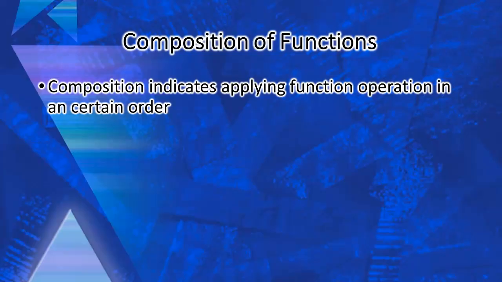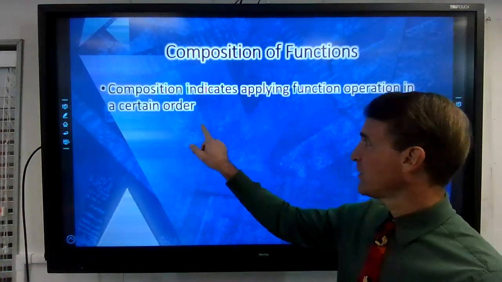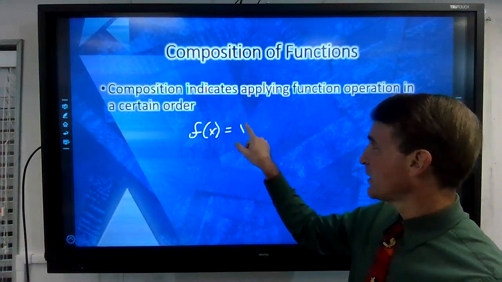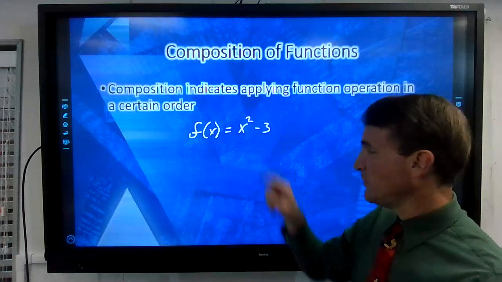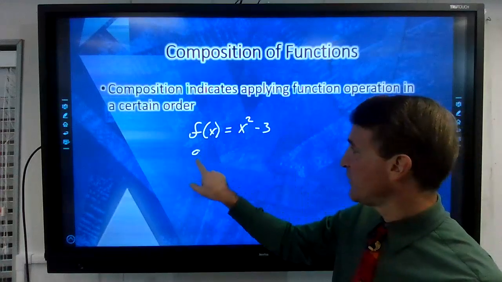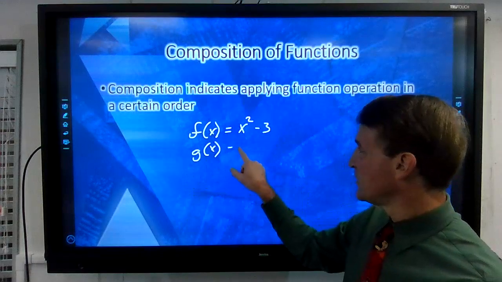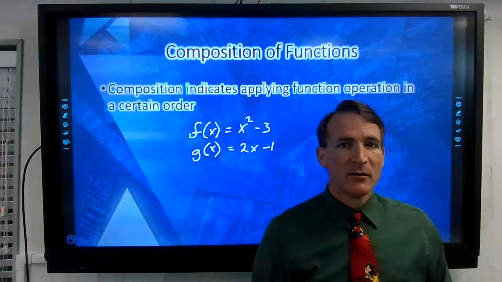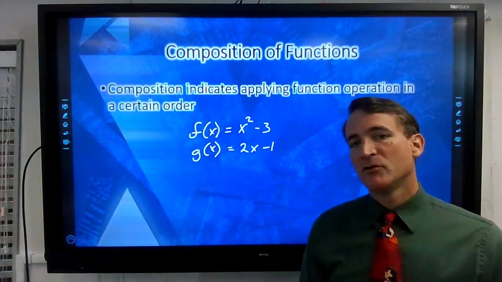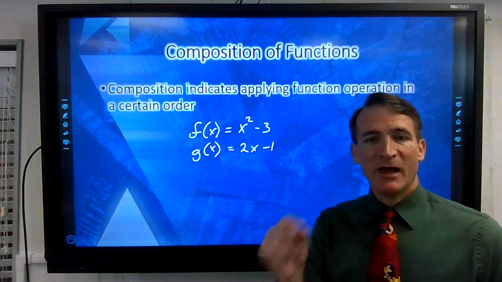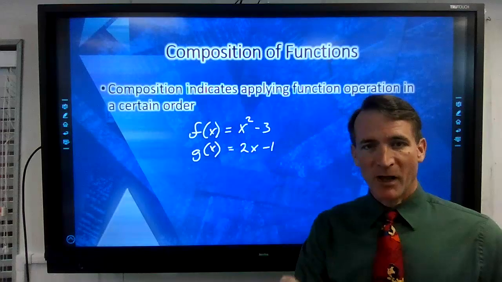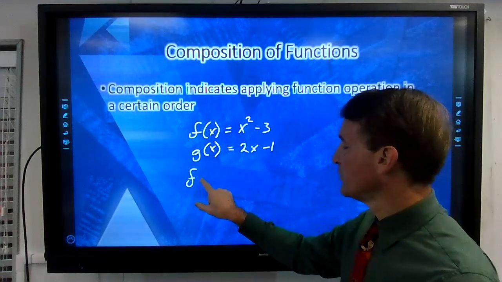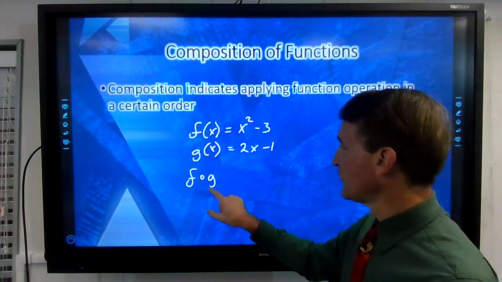So let me give you an example of this. Let's just say that I have f of x that is equal to x squared minus 3, and I have a g of x function that is equal to 2x minus 1. What I'm going to do is I'm going to say, well, if my x value is a certain amount, I'm going to input, when we do the composition, a composition looks something like this.